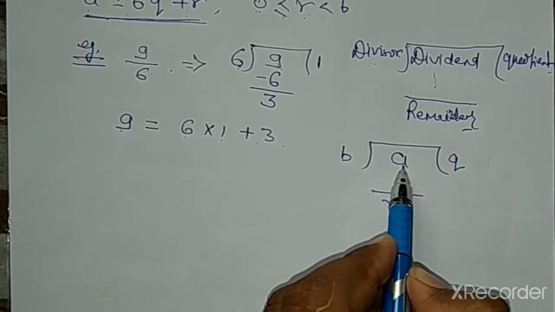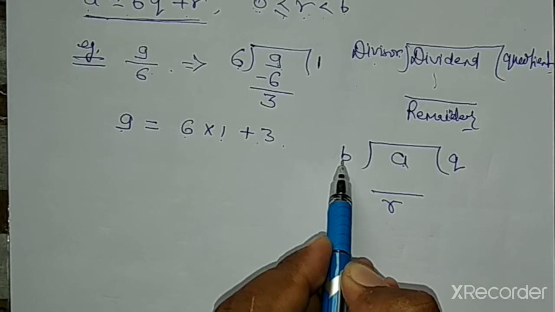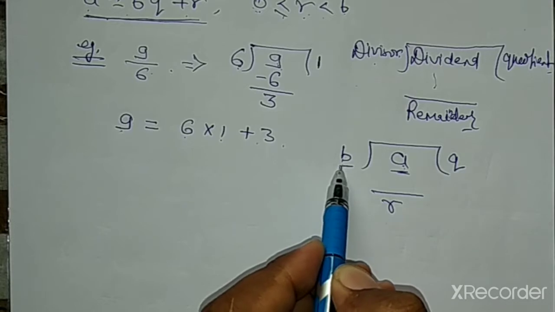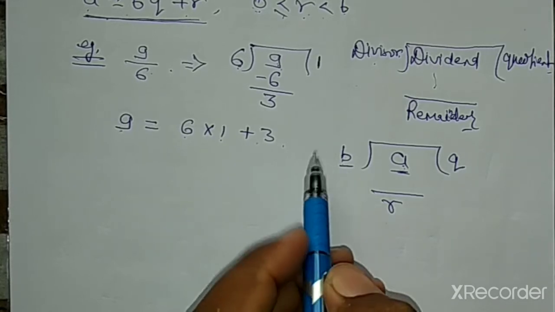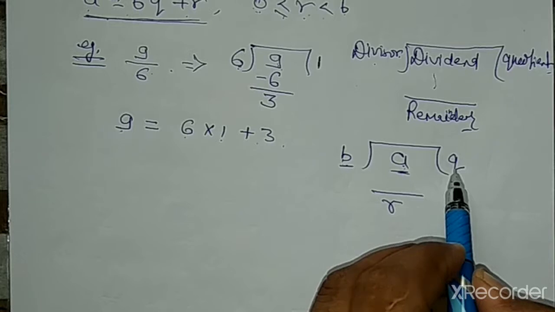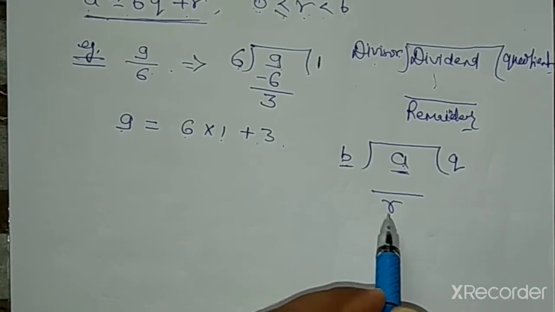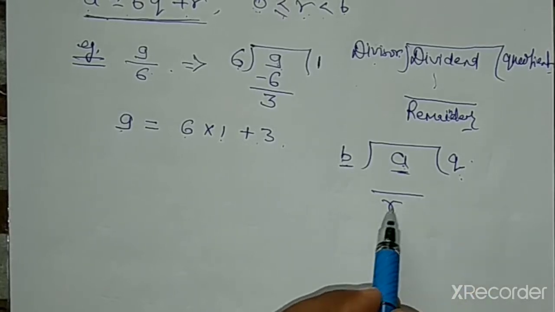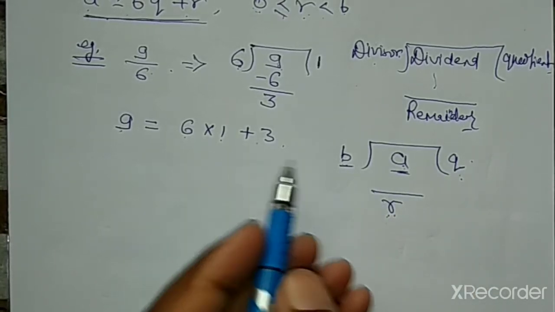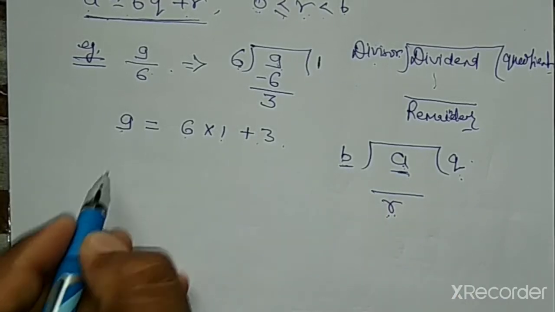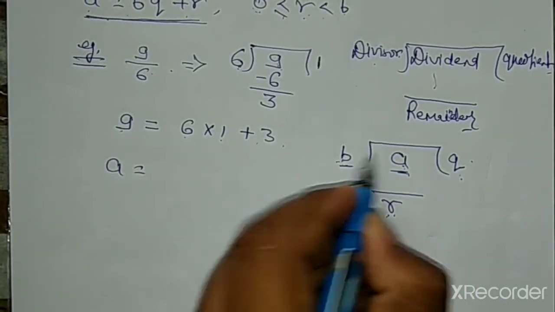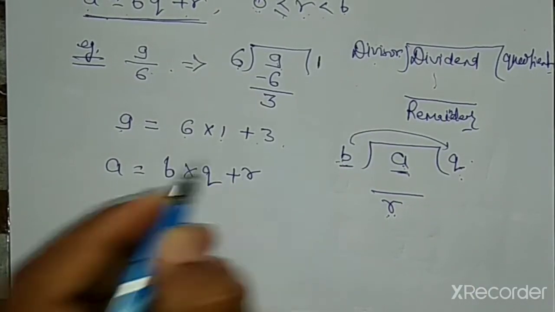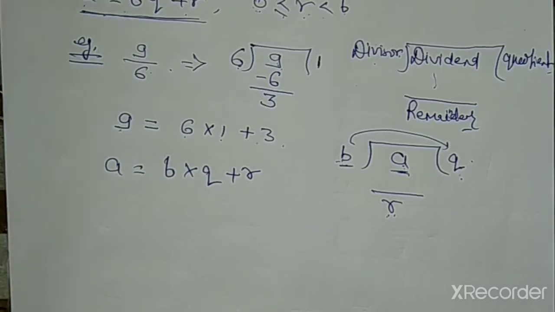a is the number which is divided by another number b, and according to the theorem, a and b are both positive integers. After dividing, q is the quotient and r is the remainder, and these are unique numbers. We can also write a = b into q plus r.